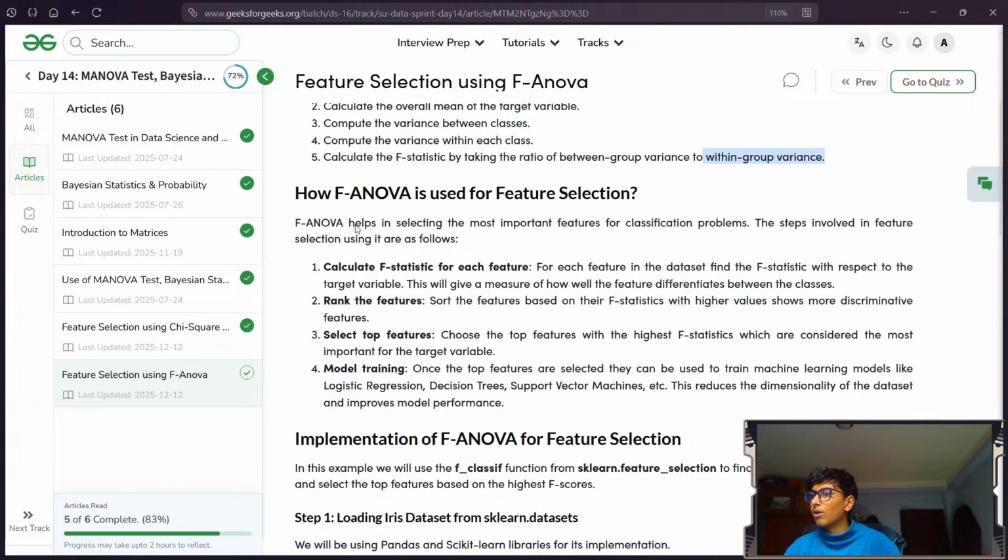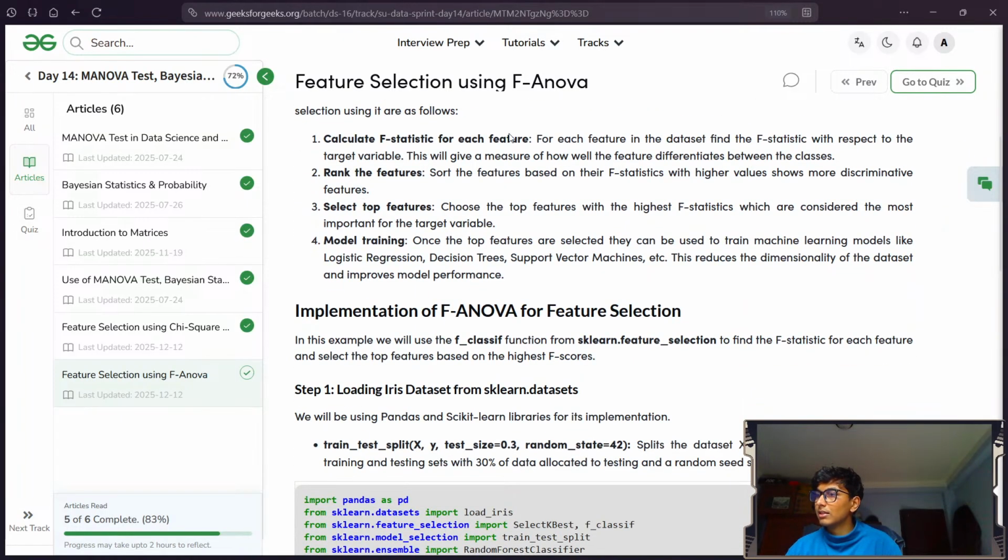How F-ANOVA is used for feature selection. F-ANOVA helps in selecting the most important features for a classification problem, that is, for a categorical target. The steps involved are as follows: calculate the F-statistic for each feature. For each feature in the dataset, find the F-statistic with respect to the target variable. This gives a measure of how well the feature differentiates between the classes.